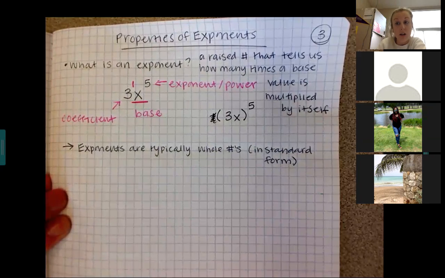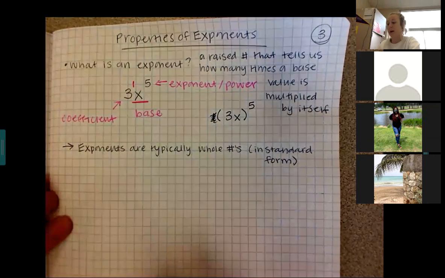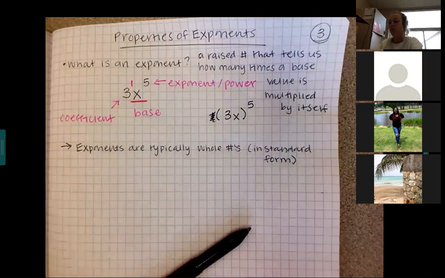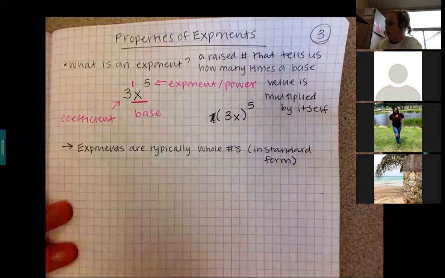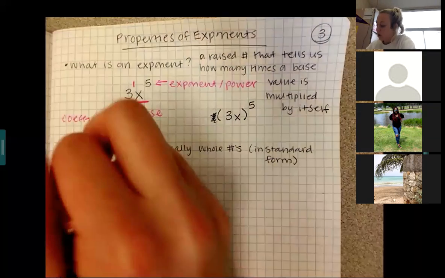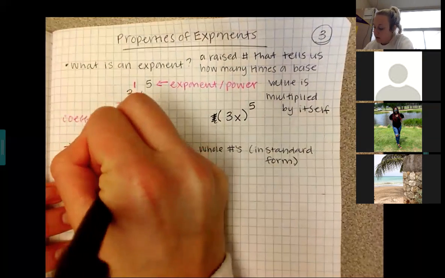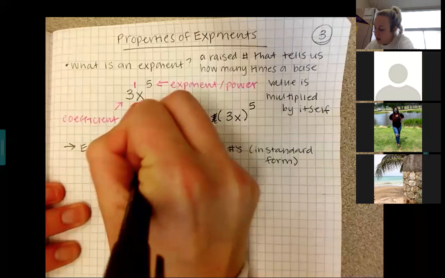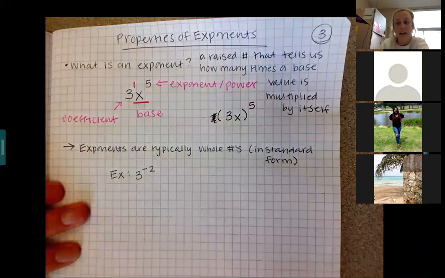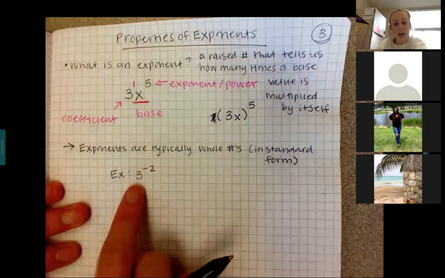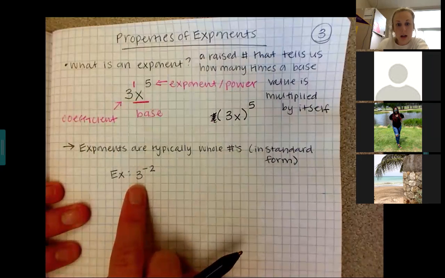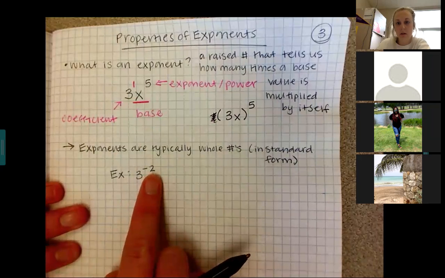Exponents are typically whole numbers: 0, 1, 2, 3, 4, 5, 6. We don't normally have negative exponents. That's because when it's written in standard form, let's talk about it really quick. I'm just going to write this. You guys do not have to write this. If I'm going to say 3 to the negative second, that means I'm multiplying 3 by itself negative 2 times.